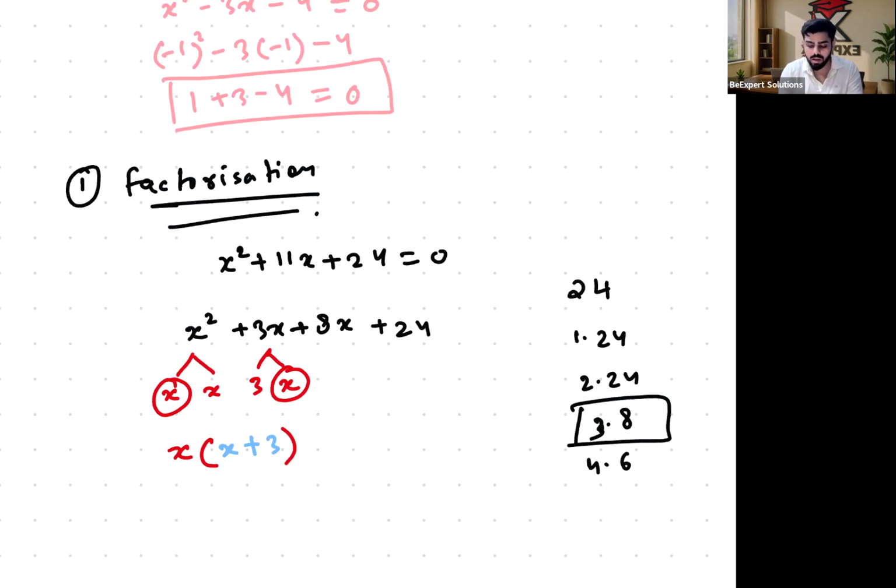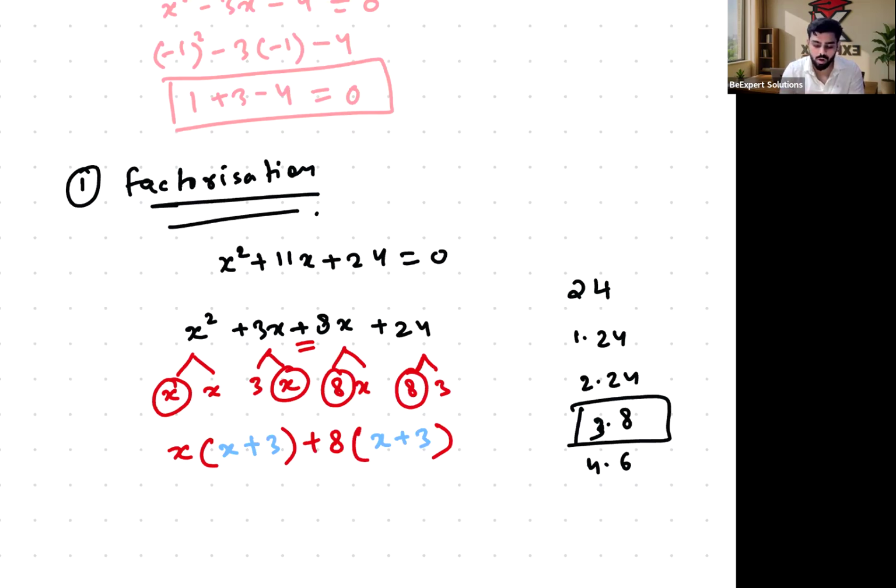Then in a similar way, this plus sign is written as it is. 8x is made up of 8 and x, 24 is made up of 8 and 3. So 8 is the highest common factor. You write down 8 outside and then in the bracket, you write down the leftover, which is x plus 3. That way you can write down the answer.